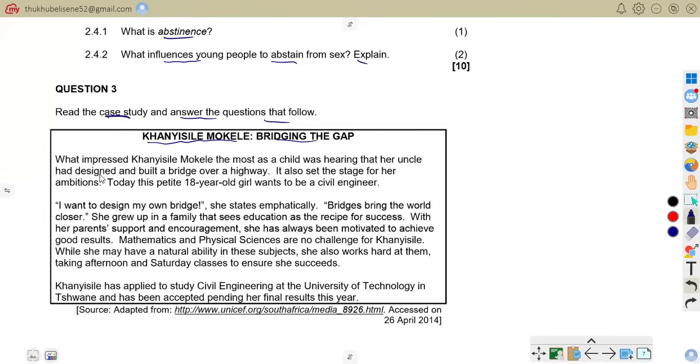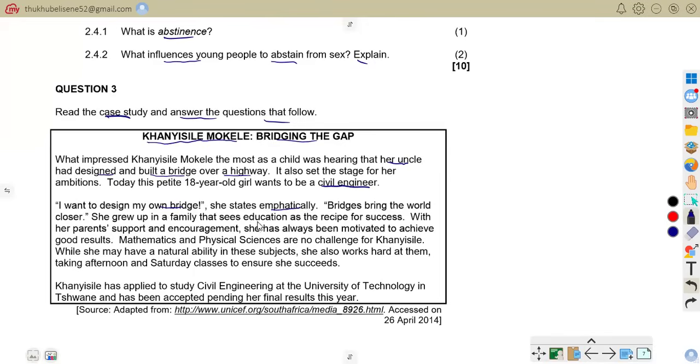What impressed Kanyisile Mugele the most as a child was hearing that her uncle had designed and built a bridge over a highway. It also set the stage for her ambitions. Today, this 18-year-old girl wants to be a civil engineer. I want to design my own bridge, she states emphatically. Bridges bring the world closer.